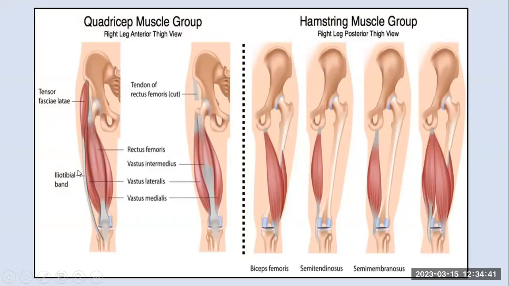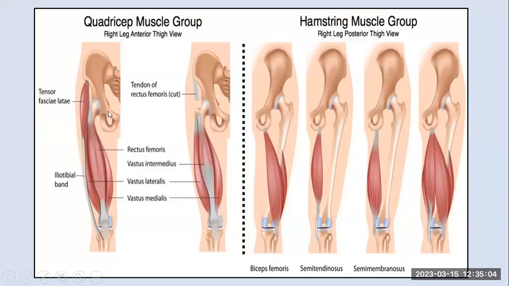What I mean by patellar malalignment is, if you have the patella here, it's anchored by the vastus lateralis and vastus medialis muscles. Here the patella goes to the lateral side because of the imbalance between the vastus lateralis muscle and the vastus medialis muscle.